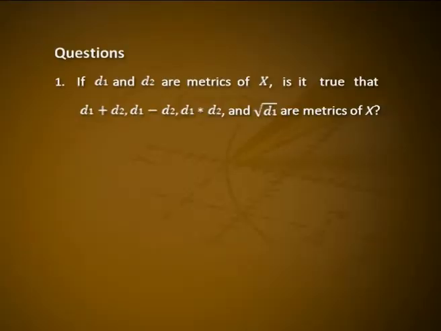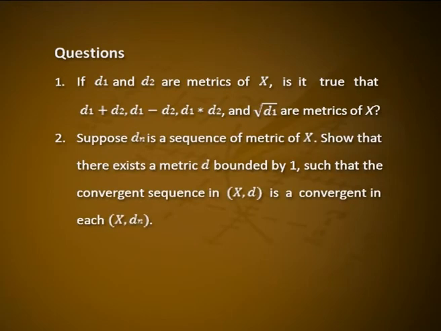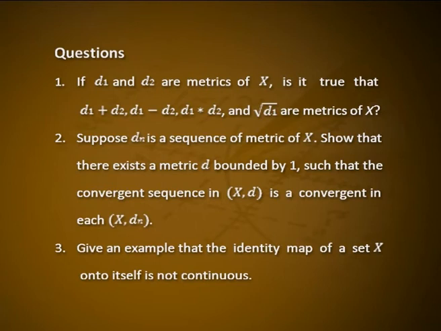Now, you can try to answer these questions. First one, if d1 and d2 are metrics of X, is it true that d1 plus d2, d1 minus d2, d1 star d2 and the root of d1 are metrics of X? Second one, suppose dn is a sequence of metrics of X. Show that there exists a metric d bounded by 1 such that a convergent sequence in X with d is convergent in each X with dn.